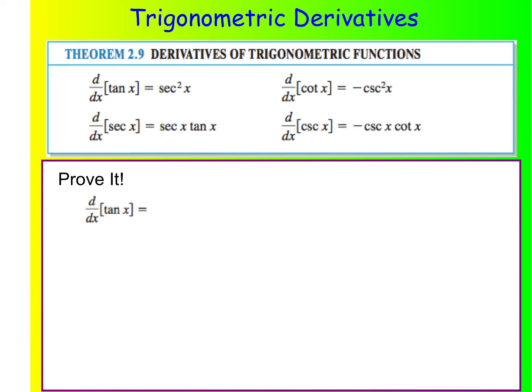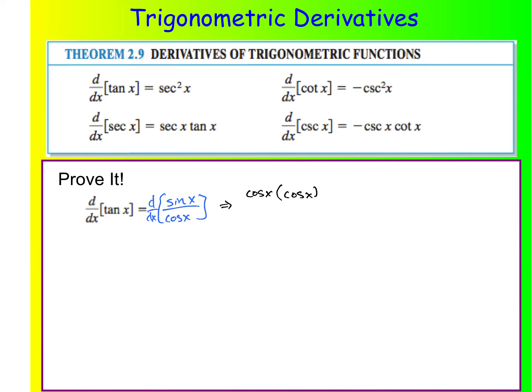What is tangent? Sine over cosine. So what I'm going to do is I'm going to derive sine over cosine. And we just learned this rule yesterday. We have a fraction thing going on. So what rule are we going to use? Quotient. We're going to use the quotient rule. So I take the derivative of the top. What's the derivative of the top? Just cosine. And then times the bottom of cosine.